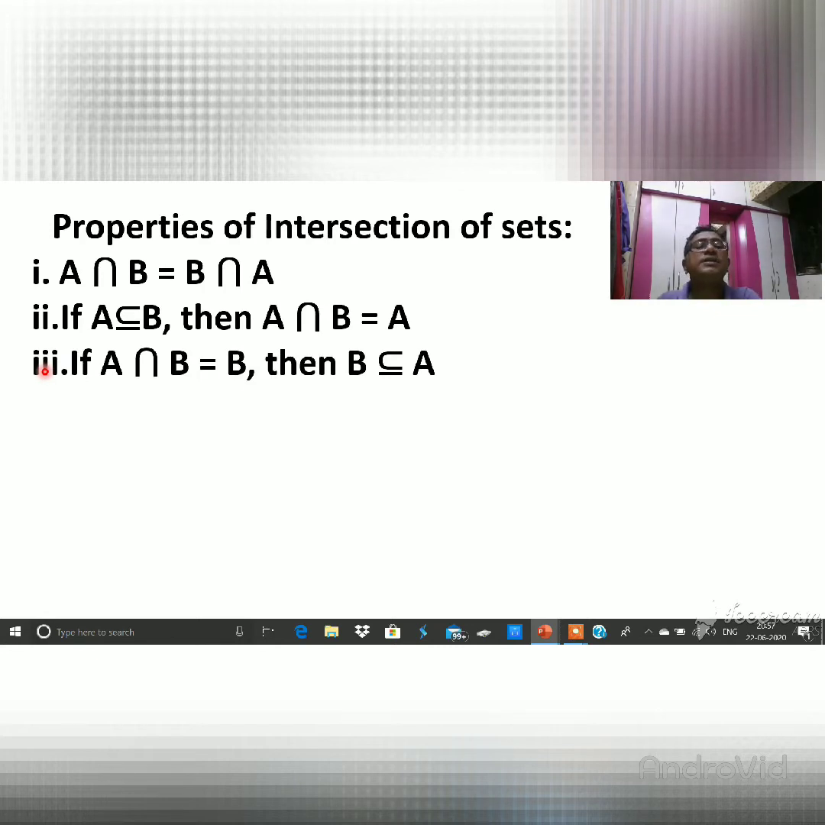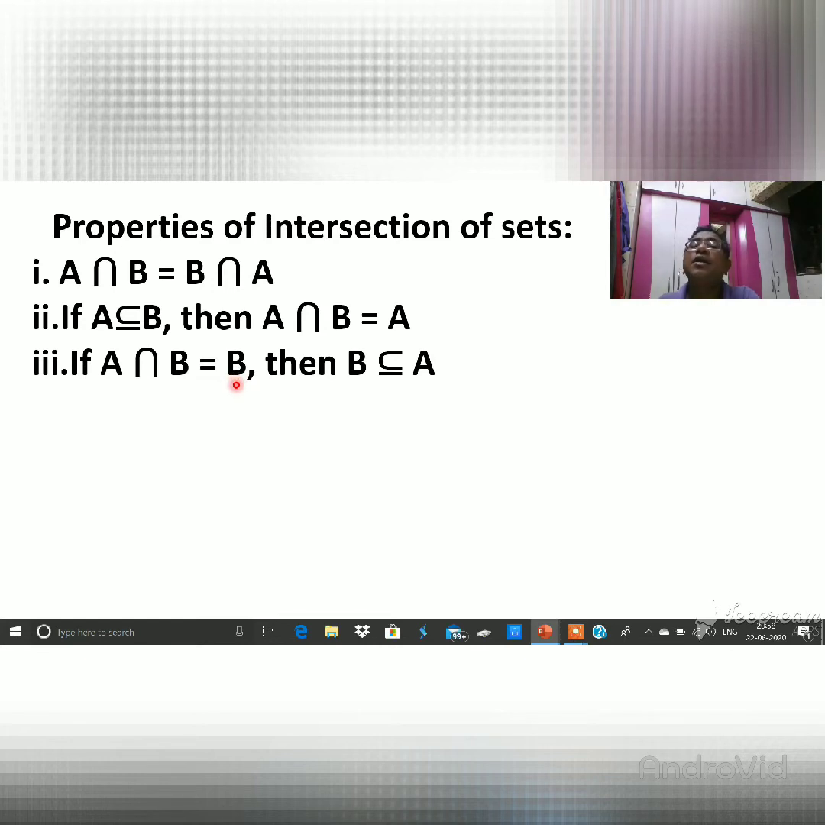See what it says. A intersection B equals B. This means that when you find A intersection B, you get the answer only B. So getting only B means what? See, in the previous property A is a subset of B, so you get A, and here it says A intersection B, so here you get B.